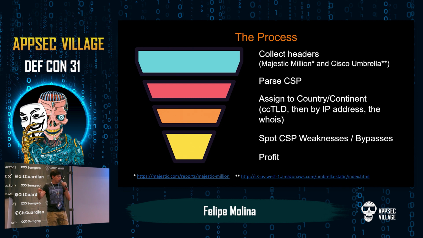And assign a country or continent, first by country code TLD, then by IP address geolocation, and then by whois record. Then I would scan everything there, spot weaknesses and bypasses that you can take for profit. So you want to use it for your next assessment or your next bug bounty program or whatever you want to use it for.